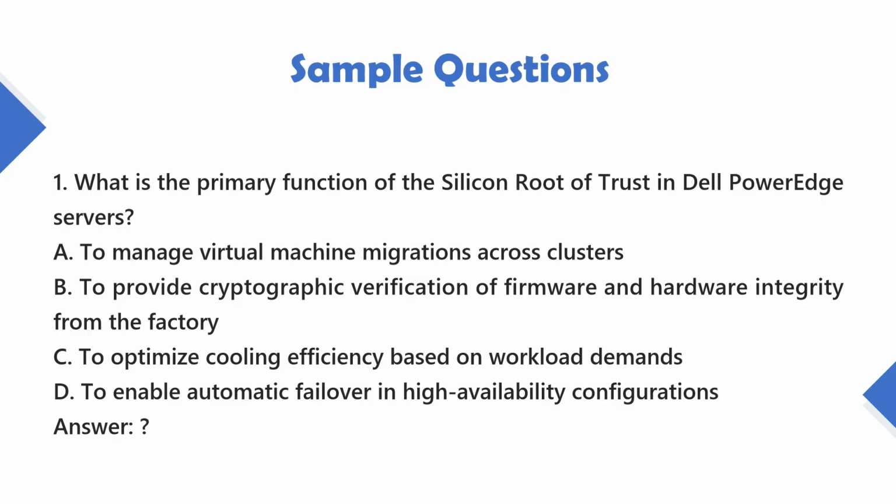1. What is the primary function of the Silicon Root of Trust in Dell PowerEdge servers? A. To manage virtual machine migrations across clusters. B. To provide cryptographic verification of firmware and hardware integrity from the factory. C. To optimize cooling efficiency based on workload demands. D. To enable automatic failover in high availability configurations.